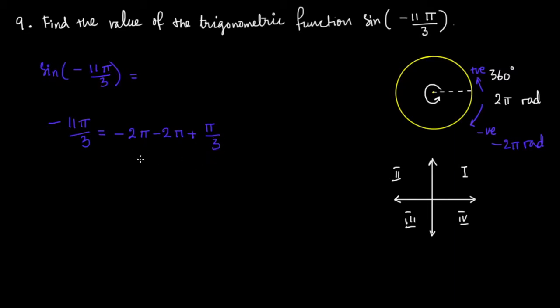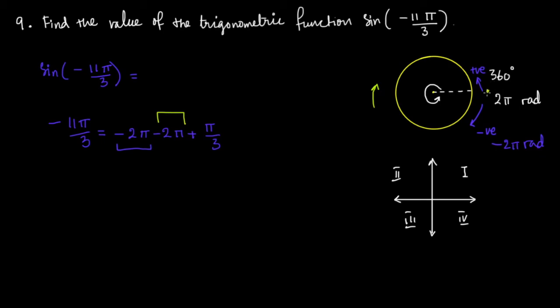So in essence, when we want to move minus 11 pi by 3 around this circle, what we'll do is we'll first move around minus 2 pi radians. Okay, so that part is covered. Next we'll move around again minus 2 pi radians, so in the clockwise direction. So this part is covered.